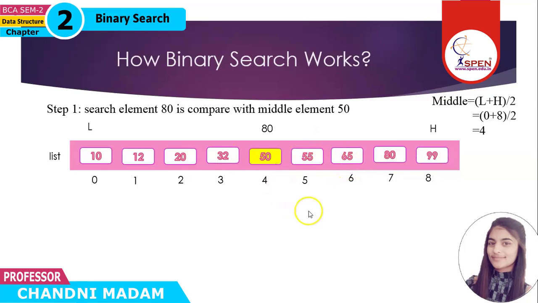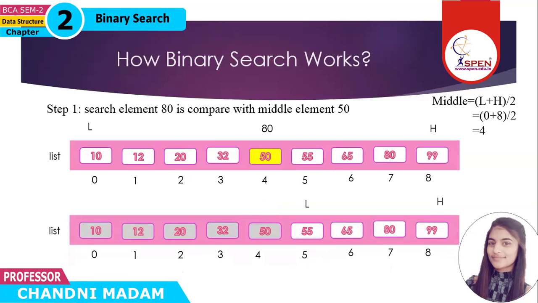So now we will calculate the middle value. The middle value formula is lower index plus higher index divided by 2. Here our lower index is 0 and our higher index is 8. So 0 plus 8 equals 8. 8 divided by 2 means 4. So 4 is your index as the middle value. Here index 4 is 50. So 50 is your middle value. Now we will compare 80 with 50.